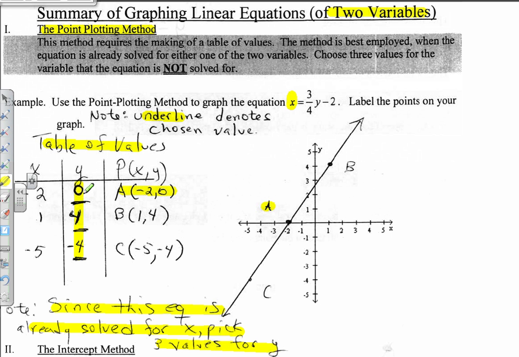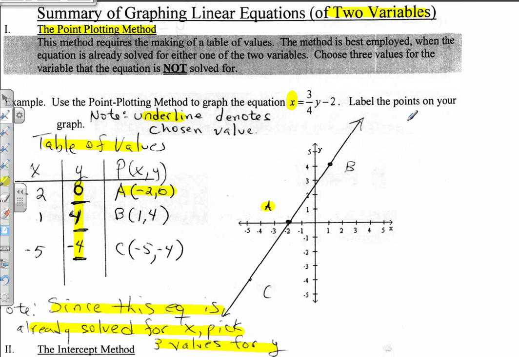Now look at the three values I pick. I can pick any three values I want, but there's certain ones that make the plotting of these points a lot easier. I could have just as well picked one for y, but if I put one in for y, then I'll end up with the following equation.